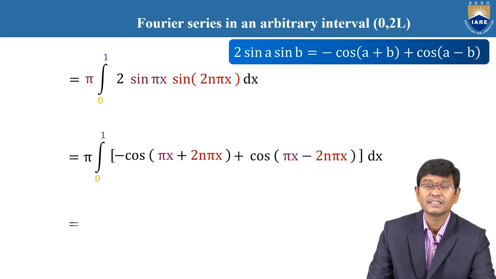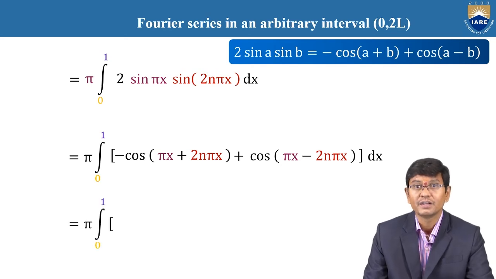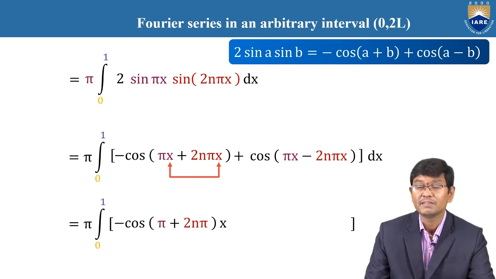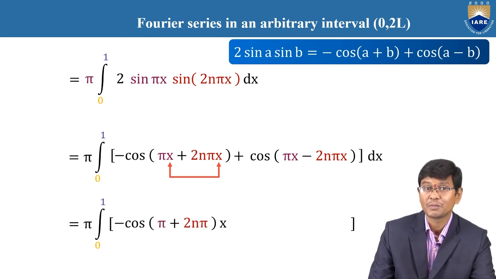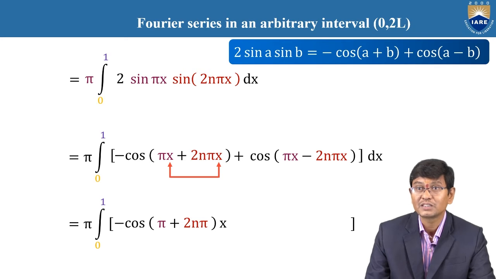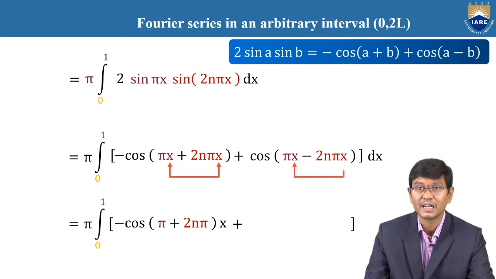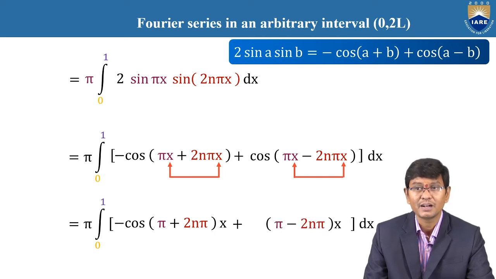Now that is integration with respect to dx also. Therefore, that is pi into the integration from 0 to 1. Once again, you need to take out common x outside: that is minus cos of (pi plus 2n pi) into x, and within the second bracket also you need to take out common x outside: that is plus cos of (pi minus 2n pi) into x, into dx. It is clear information regarding the terms one by one.